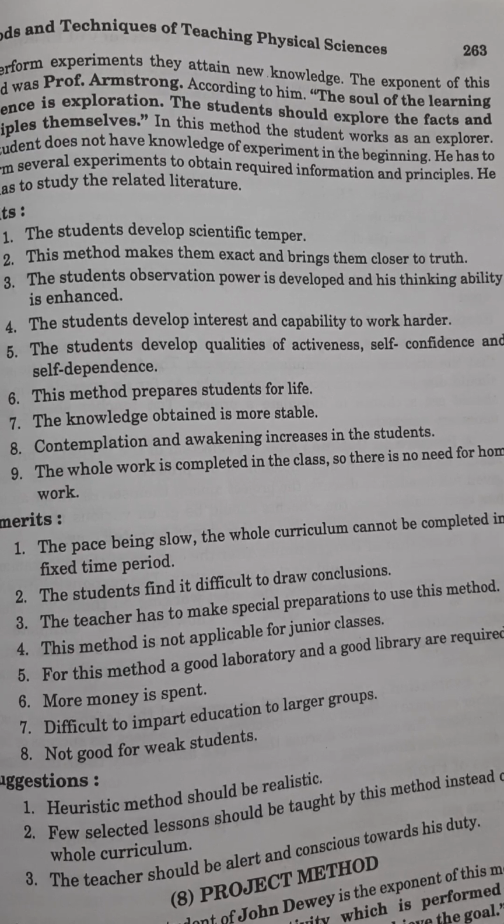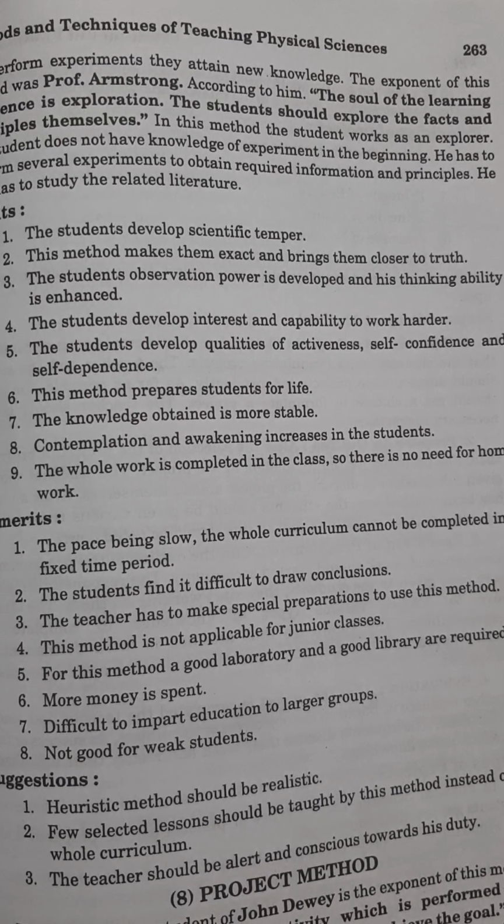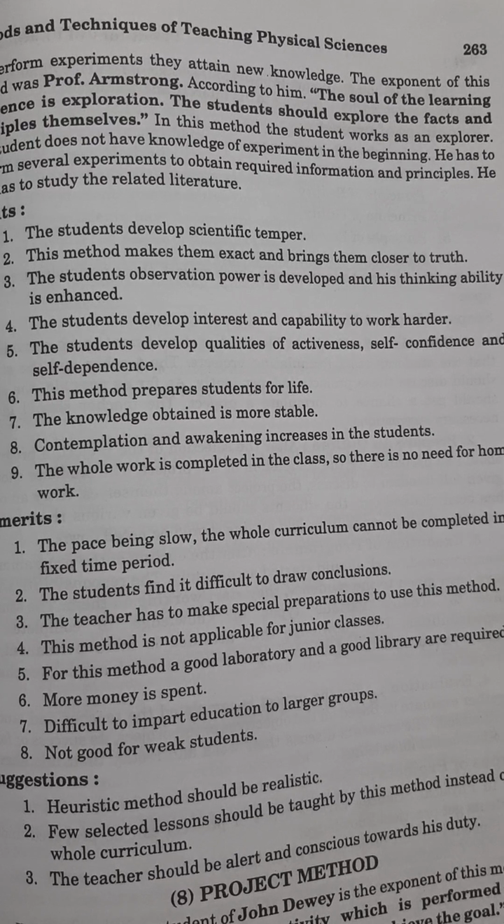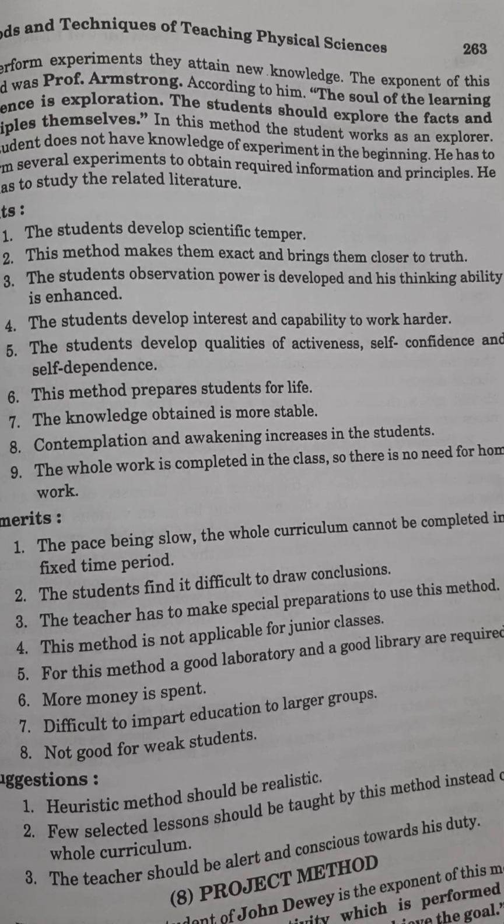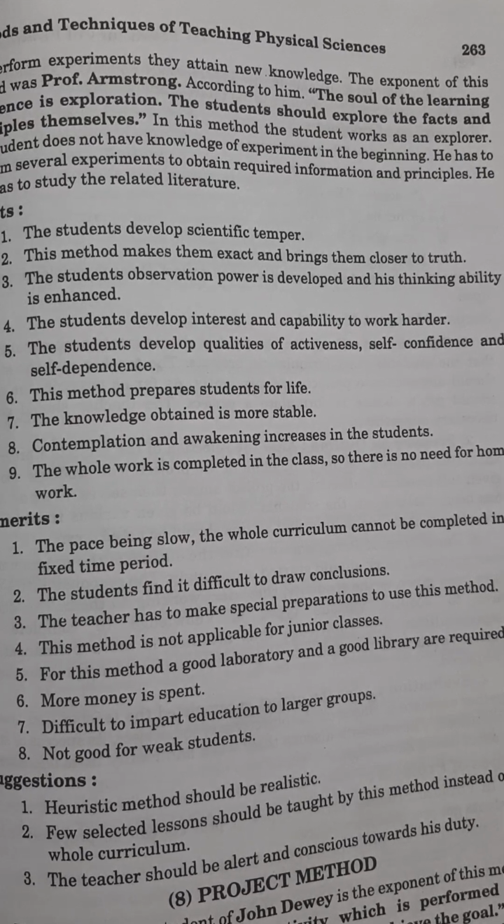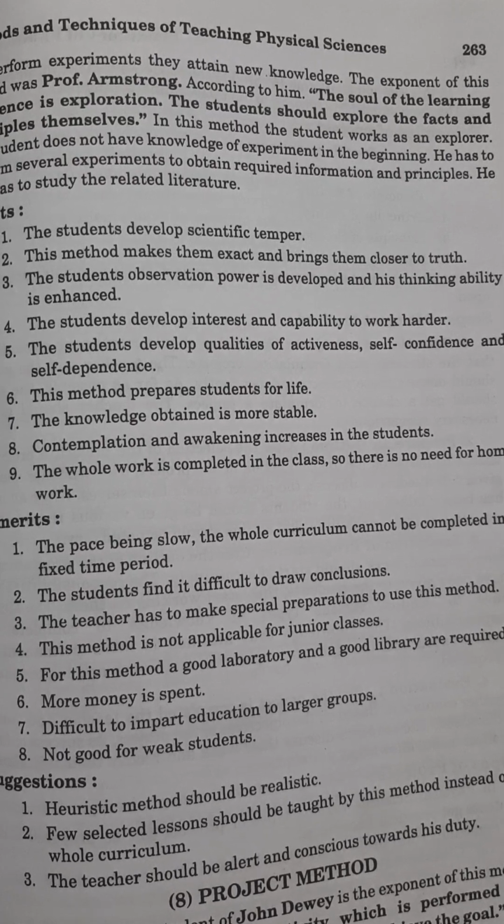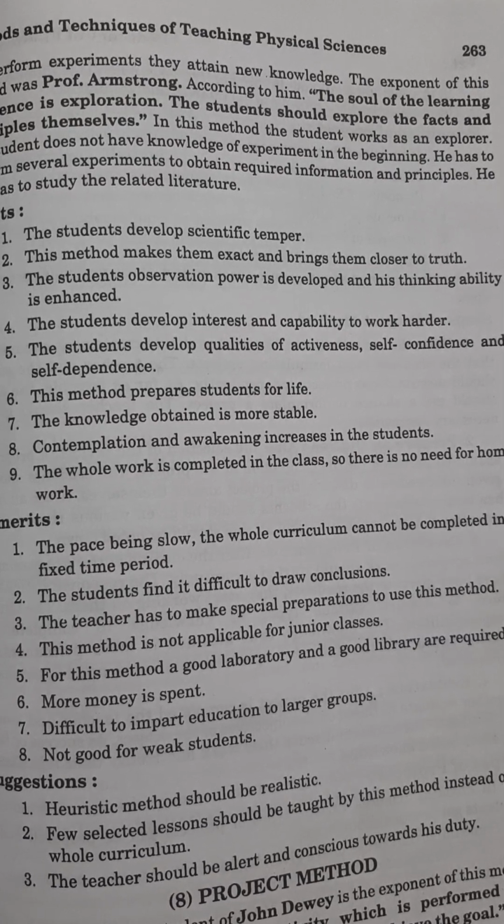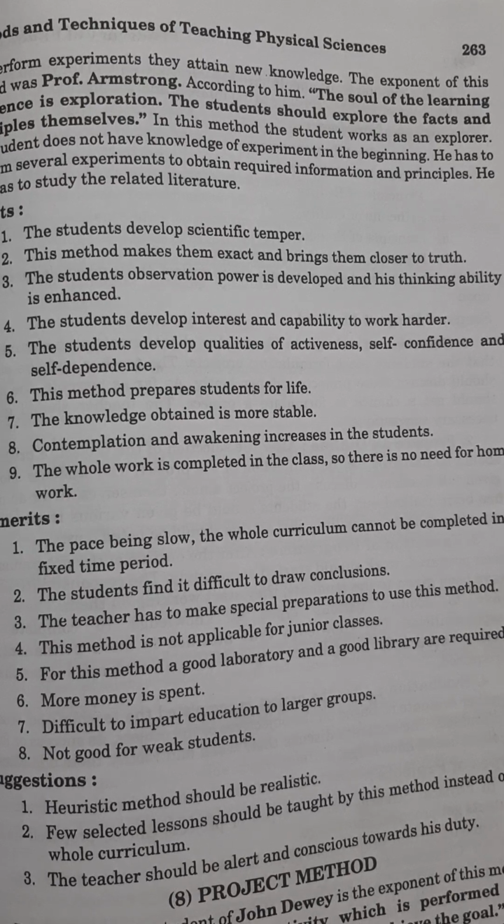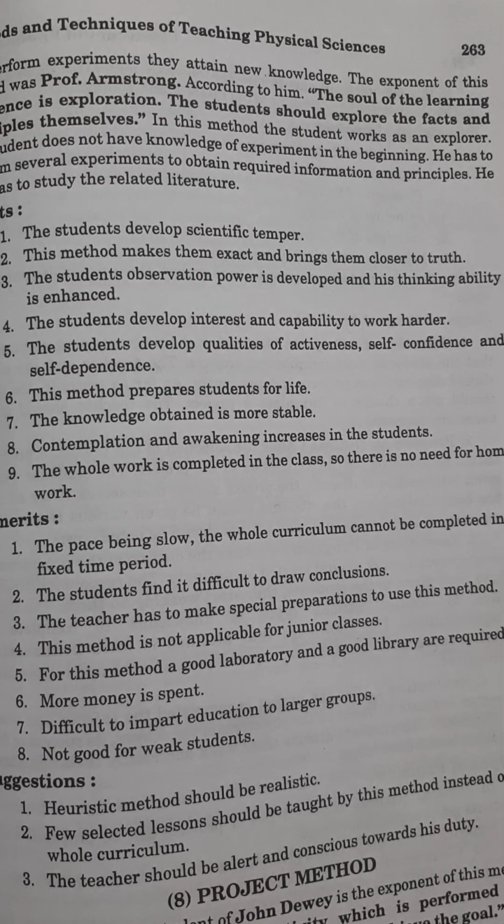Sixth point, this method prepares students for life. Point number 7, the knowledge obtained is more stable. The knowledge gained in this method is by experimenting, so the knowledge or the outcome is retained in the brain, or it can be called more stable. Point number 8, contemplation and awakening increase in the students. Point number 9, the whole work is completed in the class, so there is no need for homework.